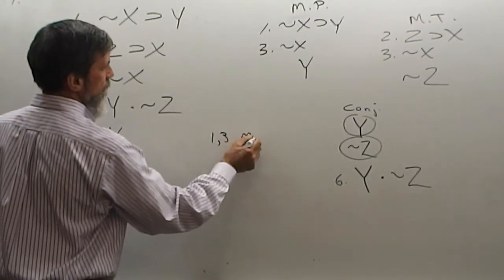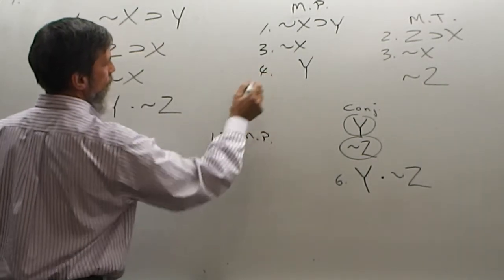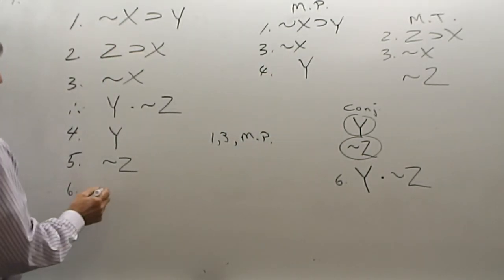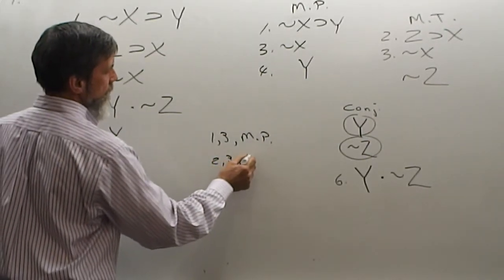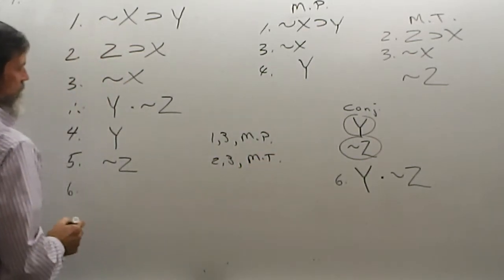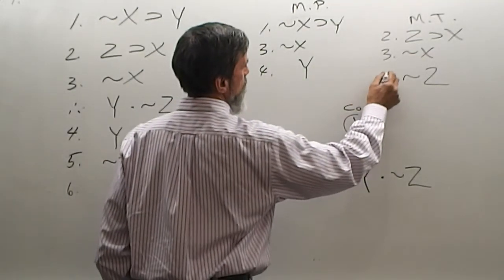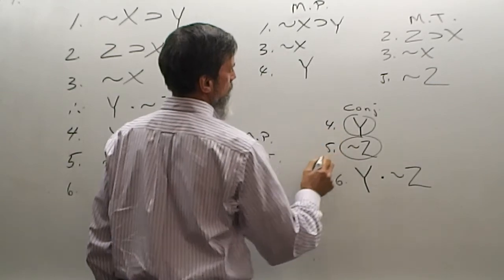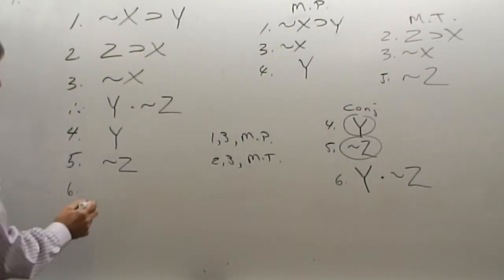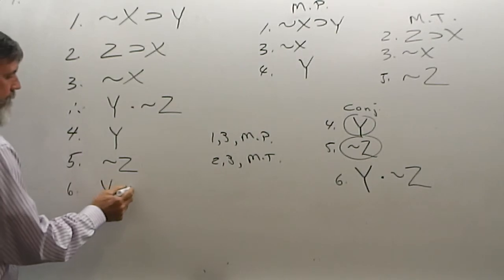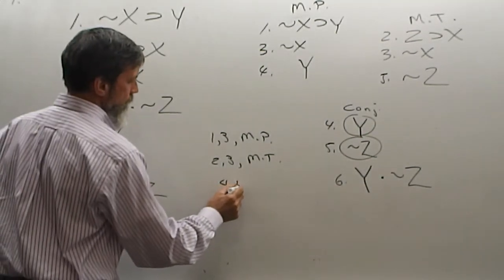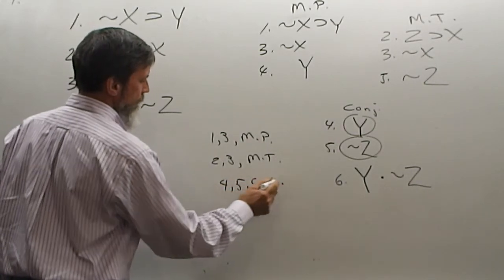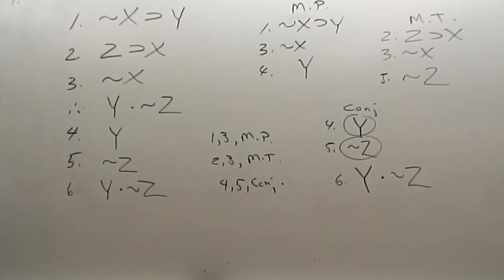See, that's going to be my 4. And then I'm going to get curl Z. Modus tollens. That's going to be my line 5. And then put them together. Questions?